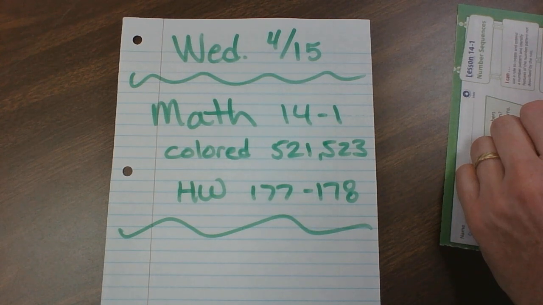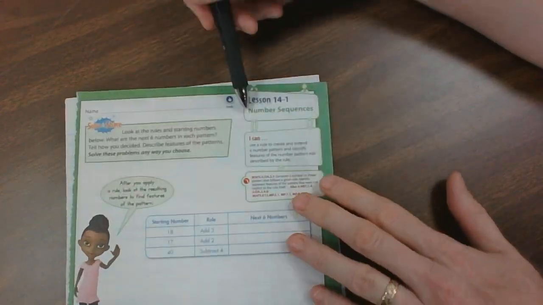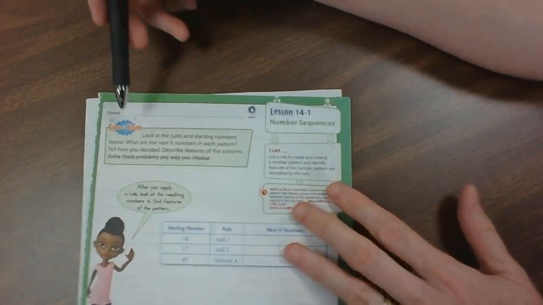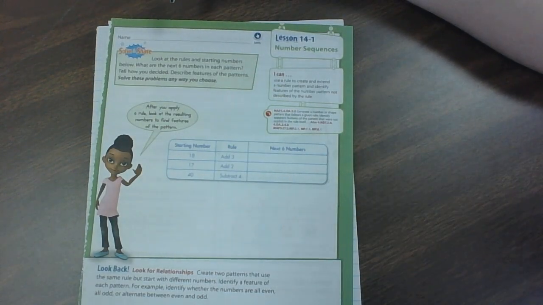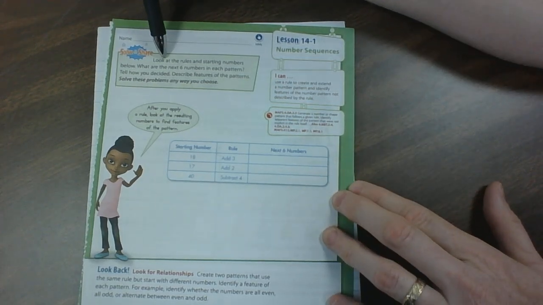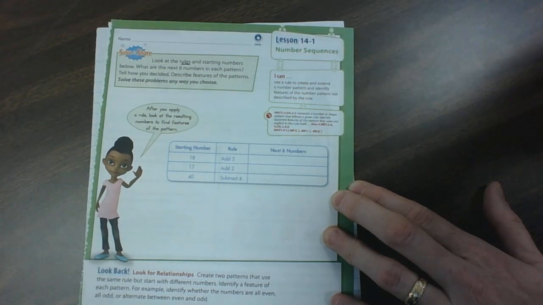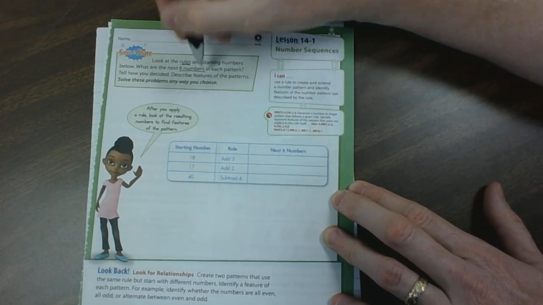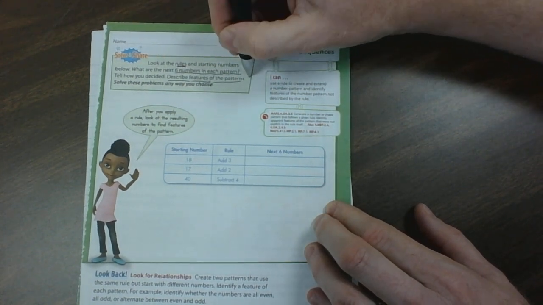We miss you. Okay? All right, so this chapter, and I'm telling you right now, this is a good chapter. Number sequences. This is where we're going to see patterns. We're going to talk rules and patterns and different things like that. So stay with me. Let's walk through it. It says, look at the rules and starting numbers below. What are the next 6 numbers in each pattern? Tell how you decide to describe features. This is going to be the toughest part for us, describing the features.